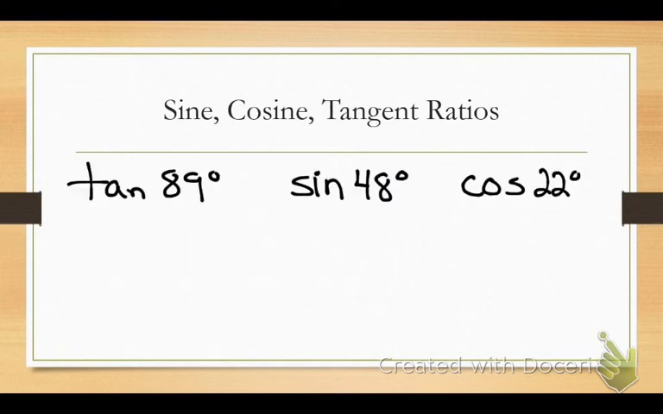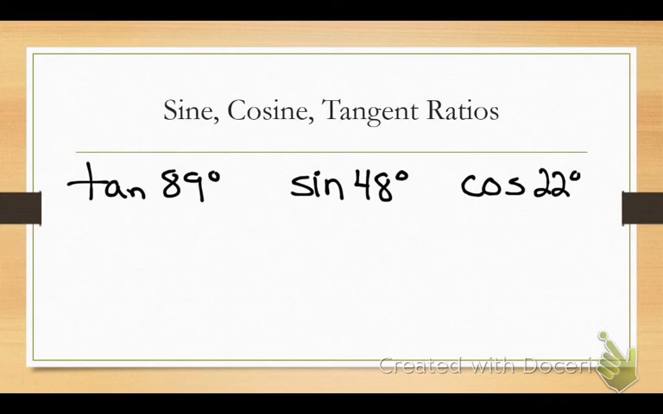Now we're going to estimate these values using our calculators. We can do that by rounding to 4 decimal places. All right, so you want to be careful with your rounding, that you use your rounding rules. Go ahead and round each one of these to 4 decimal places.